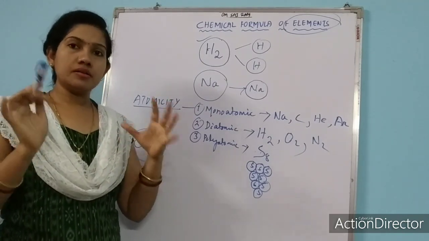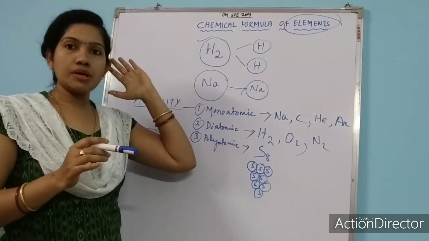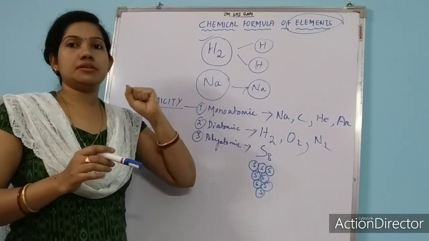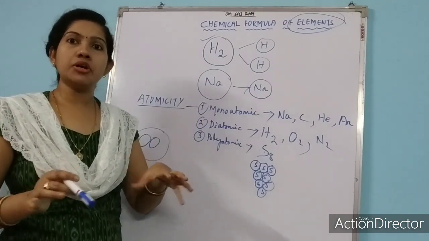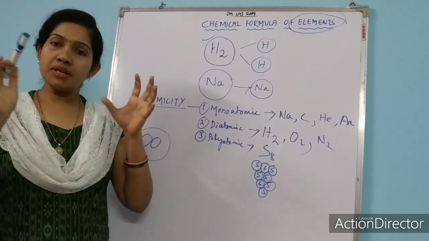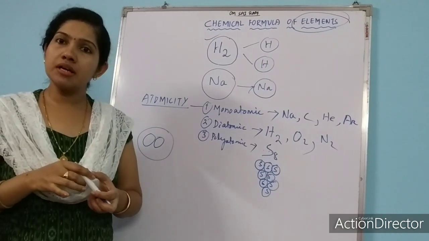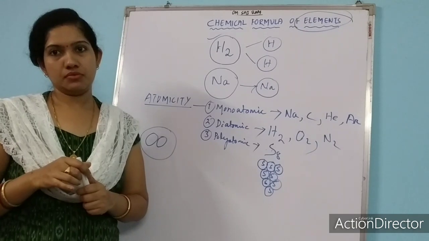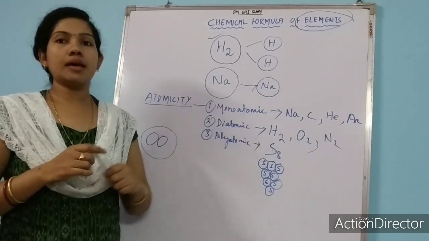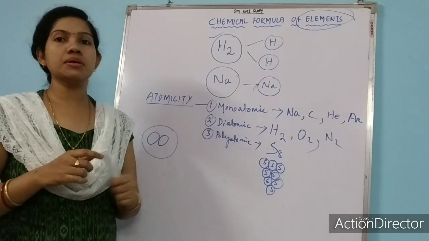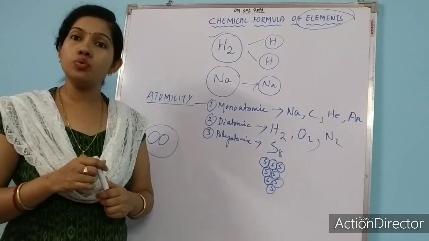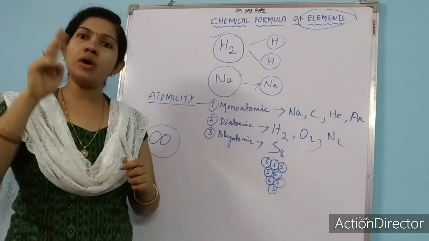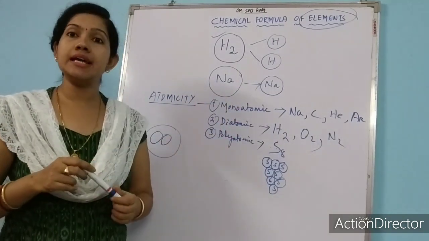Again I am repeating, giving a short recap. What is the chemical formula? Chemical formula is to represent the element. What will we represent? H2. H2 means hydrogen always exists in its two-atom form. That's why hydrogen is diatomic.